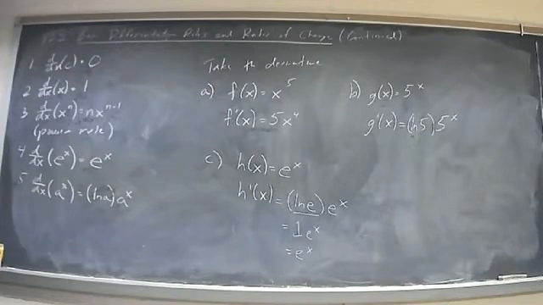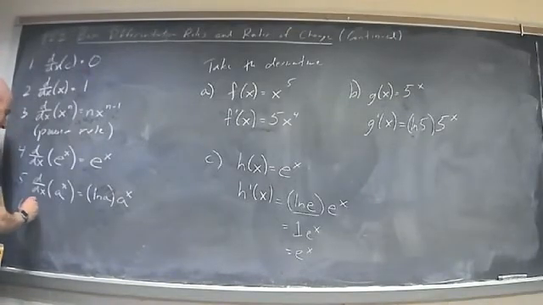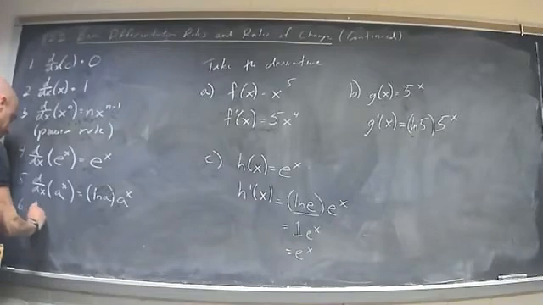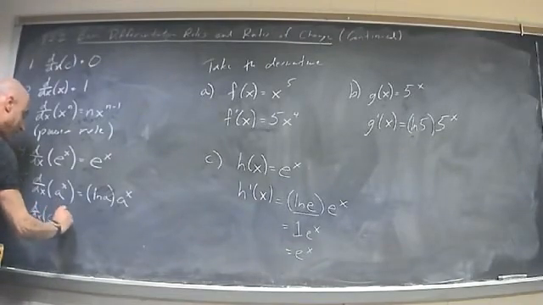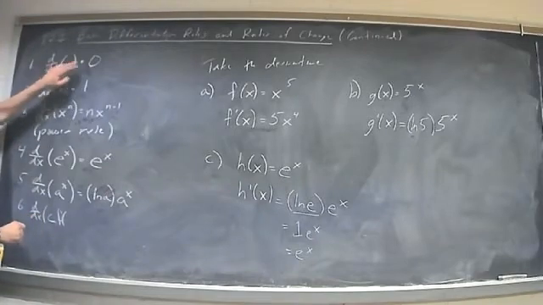So hopefully that made sense. There are 2 more rules I want to talk about today. The first one is this: the derivative of any constant times a function. So this is not a constant sitting by itself the way it was up here.